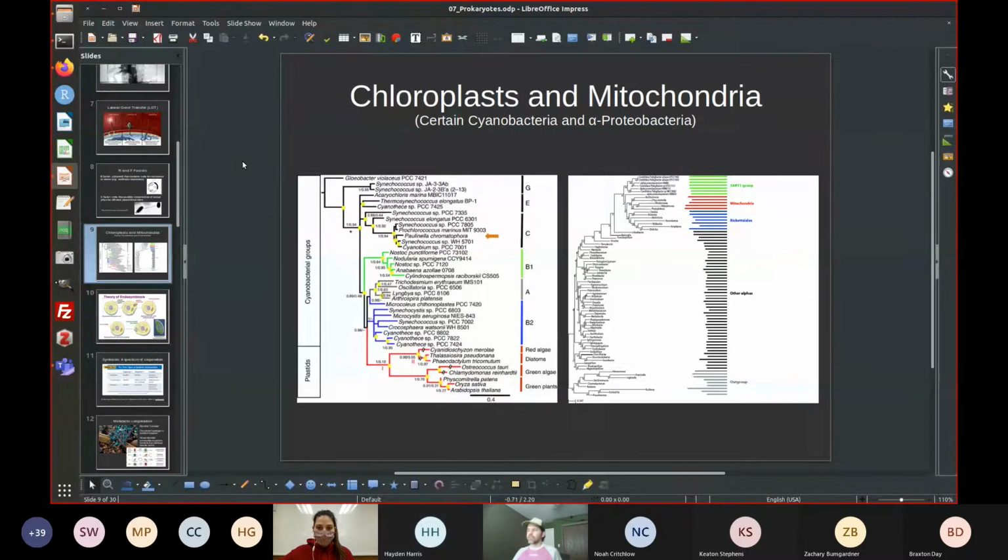This is where we left off last time, talking about chloroplasts and mitochondria and how they actually are just enslaved bacteria, essentially. What were we saying about this phylogeny presented here? Maybe a bit hard to read, but all the stuff in red here are plastids, and the stuff in red over here are mitochondria.